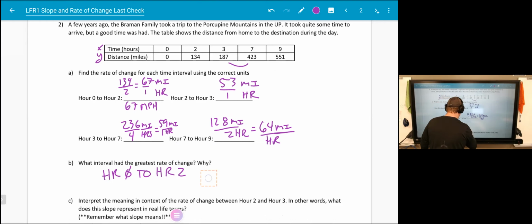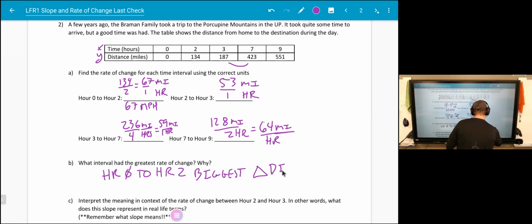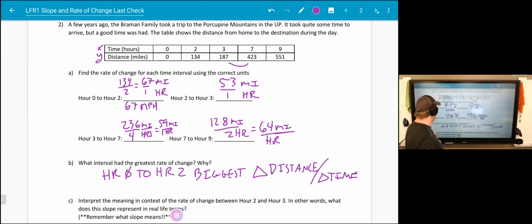Biggest change in distance per change in time. Change, that's my delta, little triangle. Biggest change in distance per change in time. Not about which interval was the longest or the biggest miles. That change was between 3 and 7. That was not. That was the second slowest of those.